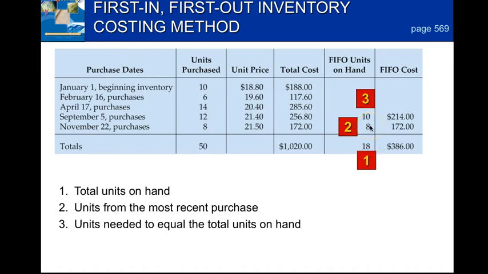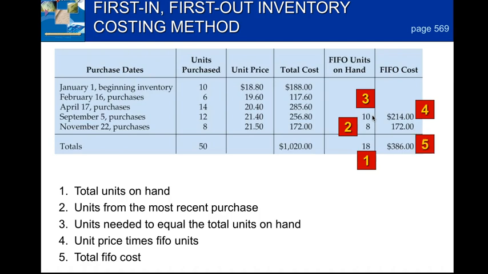So in this case, we need to account for November 22nd purchases of 8. And then we need to go back another month to make up the rest of the 18. So that would be the September purchases of 12. Then you go ahead and multiply out the unit price times the FIFO units. And then you have your total FIFO cost. And again, FIFO stands for first in, first out. All of these are inventory costing methods.